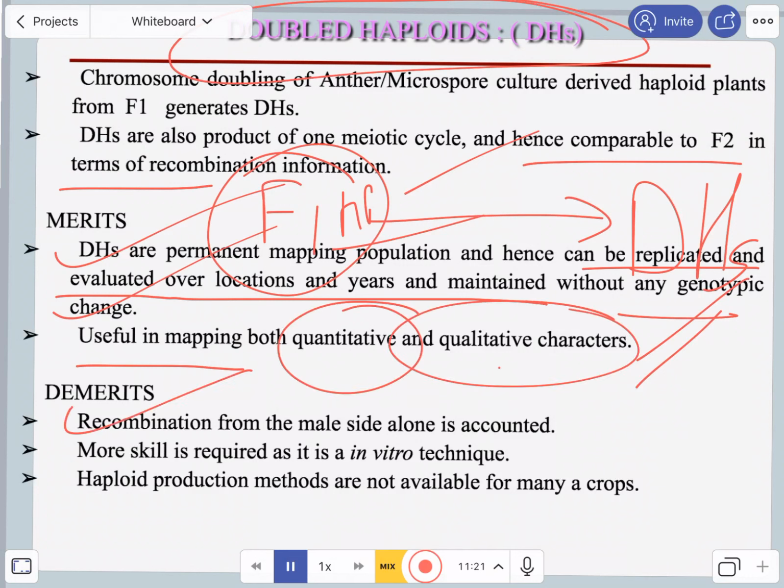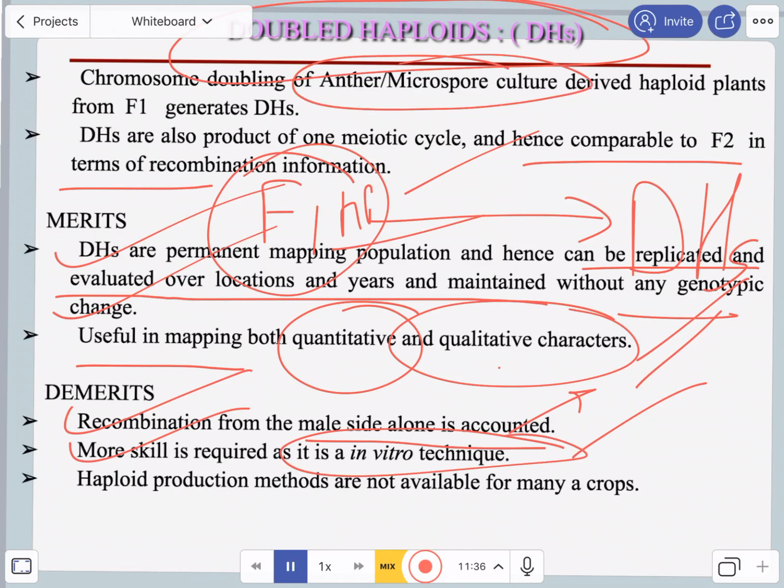Demerits: recombination from the male side alone is accounted for because it is a haploid plant and we are doing the doubling of the chromosomes. More skill is required as it is an in vitro technique, a tissue culture technique, and haploid plants are derived through microspore culture. Haploid production methods are not available for many crops, so it is quite difficult.